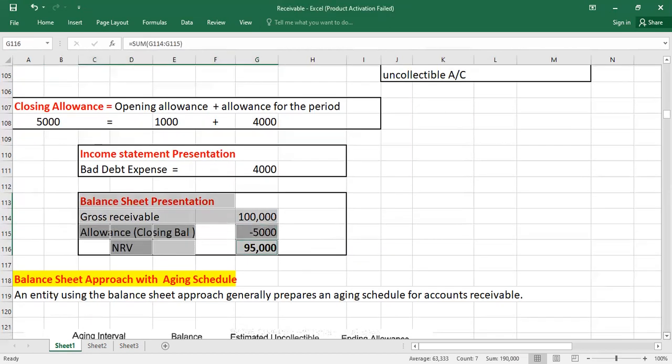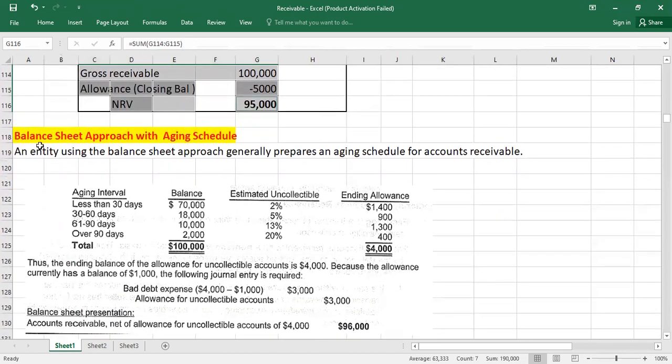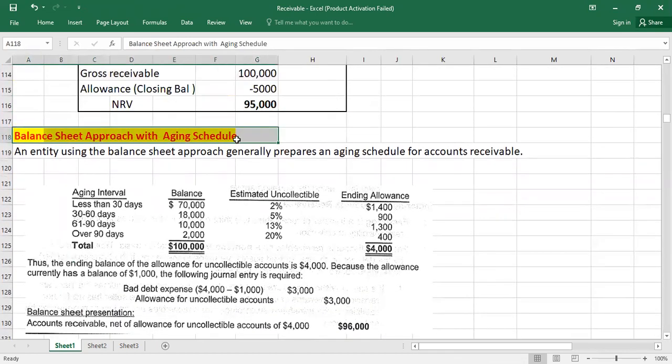Now we are going to talk about the balance sheet approach with an aging schedule. Sometimes an entity using the balance sheet approach generally prepares an aging schedule for the accounts receivable. Aging means we prepare a schedule of how old they are. So let's have a look. We have a small example of how we can apply the balance sheet approach with the aging schedule. Here you have aging intervals, maybe four intervals.